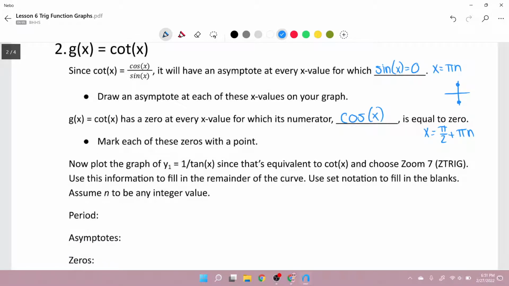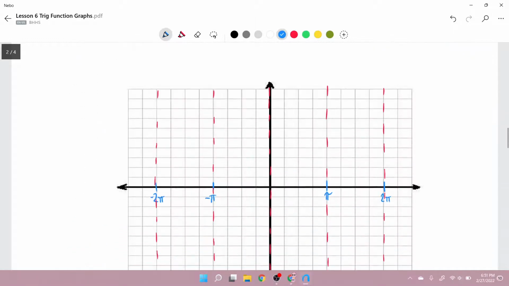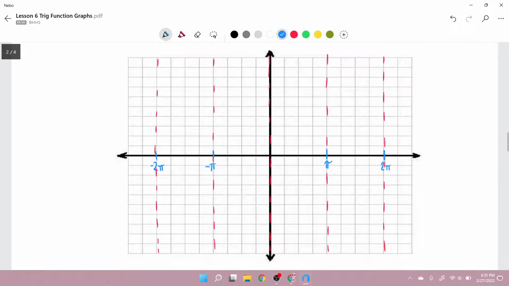Okay. Mark each of these zeros with a point. Let's go down here. Okay, so this would be pi halves. So there we go. 3 pi halves, negative pi halves, negative 3 pi halves. And we'd also have them over here as well, right? Our function is not continuous, but it keeps going, right? Just because we have this little window of what we're looking at, it would keep going beyond that.